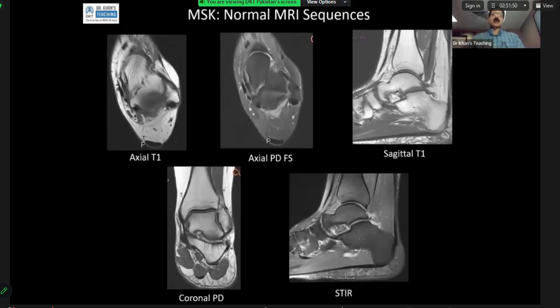So this is an MR of the ankle, and it shows you various kinds of sequences. In your day-to-day practice, I think the most used sequence is a PD fat saturated sequence, where ligaments and tendons and menisci, etc., are well seen.